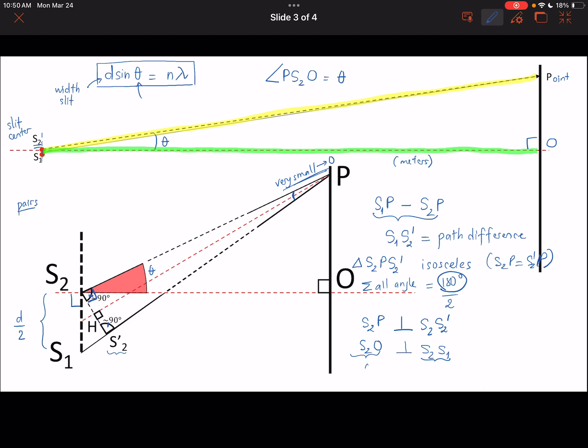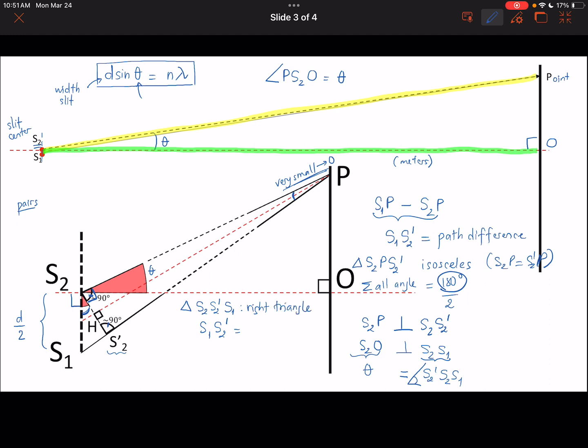That's why you can see that the theta angle here will be equal to this angle here, the angle made between S2 prime, S, and then S2 and S1. Okay, so you can have this angle also equal to theta. And that's why we can find S1 S2, because now this triangle S2, S2 prime, S1 is a right triangle.